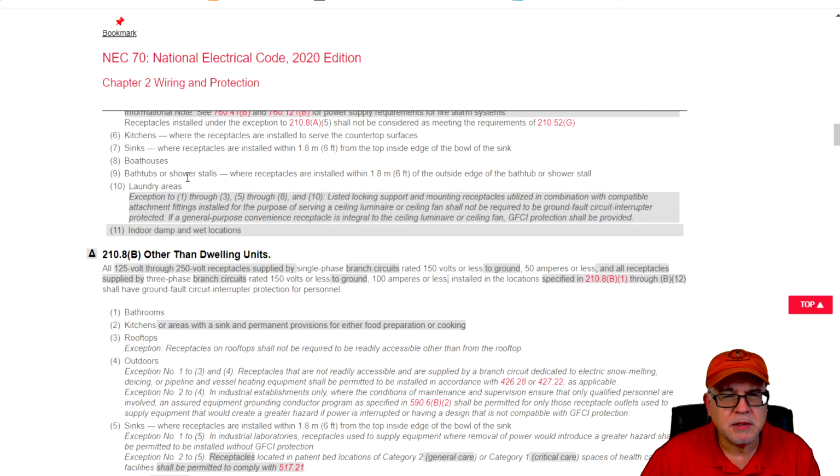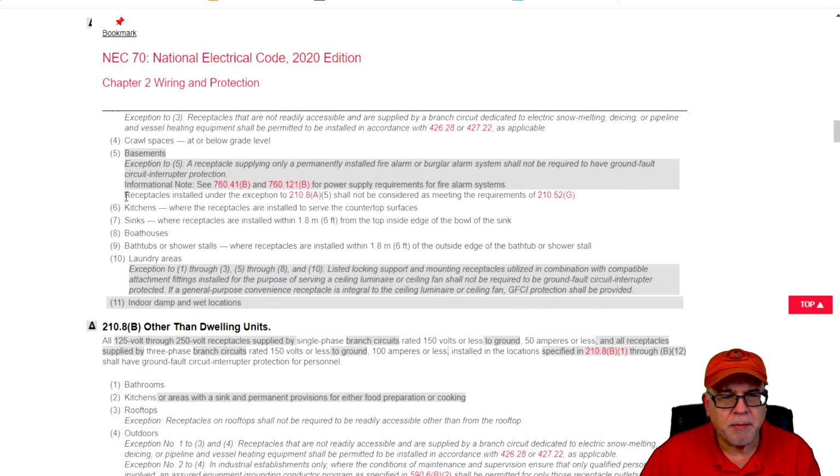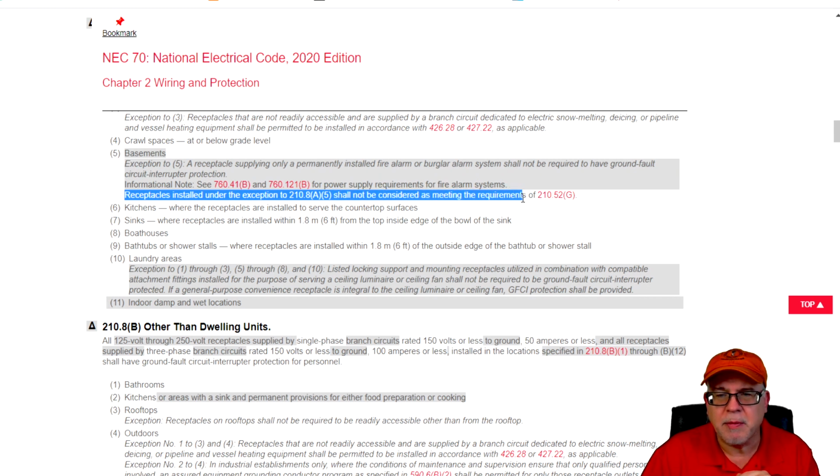Now, it also reminds us right here, we're talking about basements still. It says receptacles installed under the exception to 210.8(A)(5), which we just finished talking about, shall not be considered as meeting the requirements of 210.52(G), which is the requirement for the receptacle to be in the basement, okay? At least one. All right, so putting that in there is not to meet that requirement.